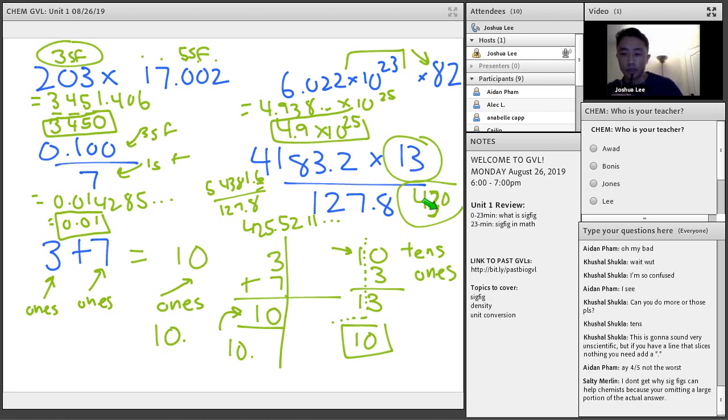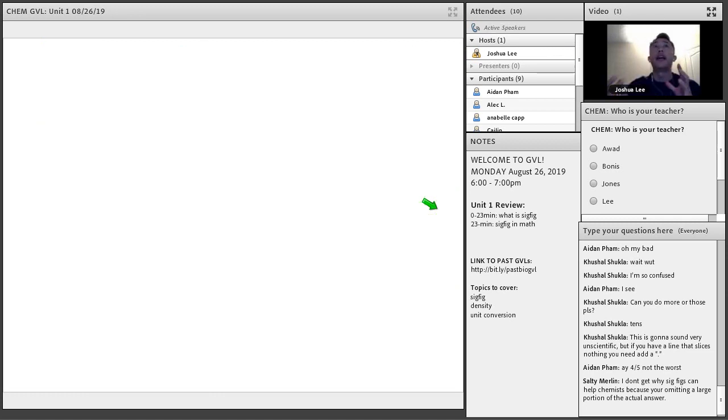I don't get why students can't help the chemist, because you're omitting a large portion of the actual answer. So, why are we getting rid of all of these numbers? If we have all these exact numbers, why are we getting rid of them? So the whole point of significant figures is to provide the most precise data.